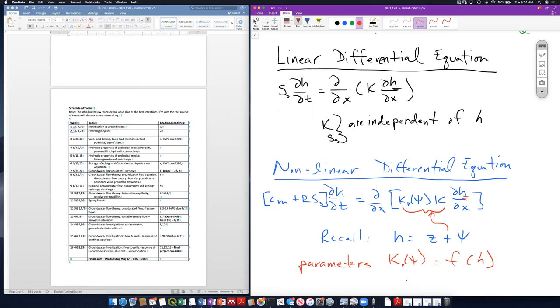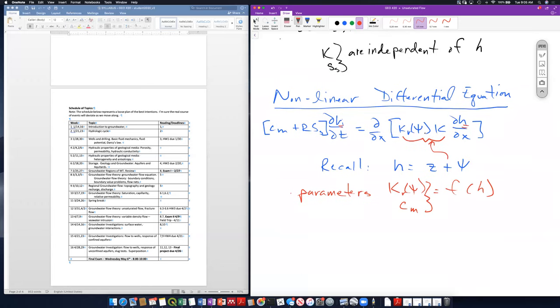My parameters, C sub M and K sub r, are both functions of the head. So I need to know the value of the head before I know the value of these parameters. But I'm basically trying to solve for the values of head. So you get this circular problem where you need to know head to know this, but you need to know this to know what head is. And that is the definition of a nonlinear partial differential equation. So Richards is nonlinear.